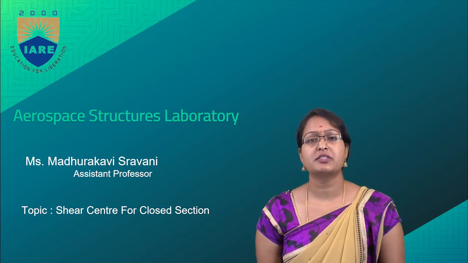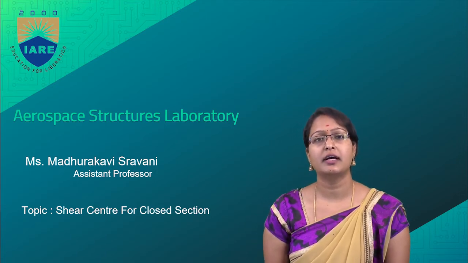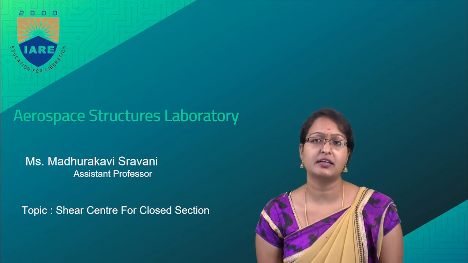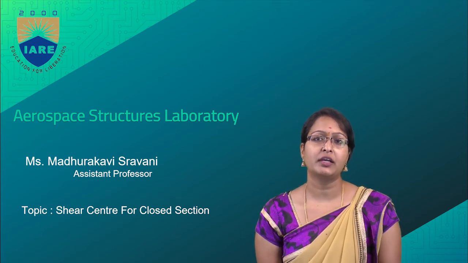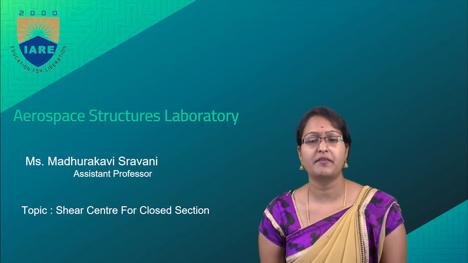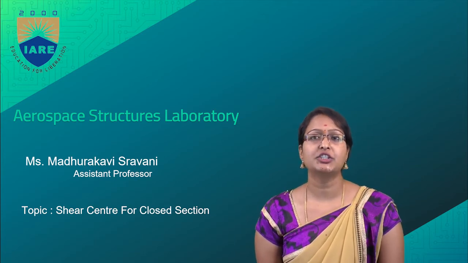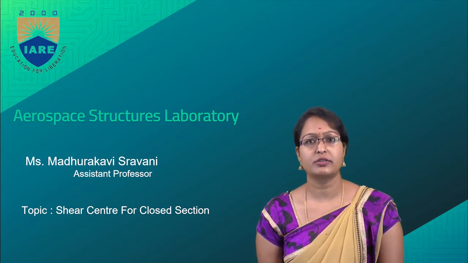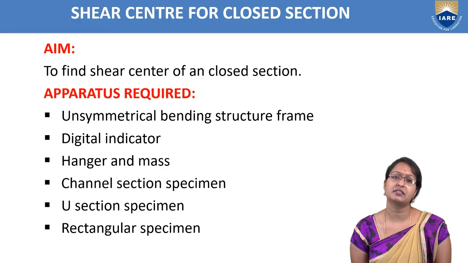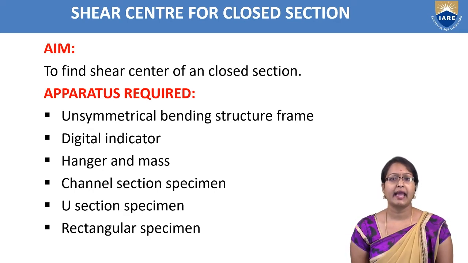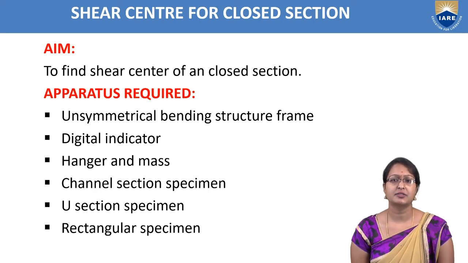So today in Aerospace Structures Lab, we are going to know another experiment, that is Shear Centre for closed section. Here our aim is to find the shear center of a closed section. The apparatus required are an unsymmetrical bending structure frame, digital indicator, hanger, mass, and channel section specimen, U section specimen, rectangular section specimen.